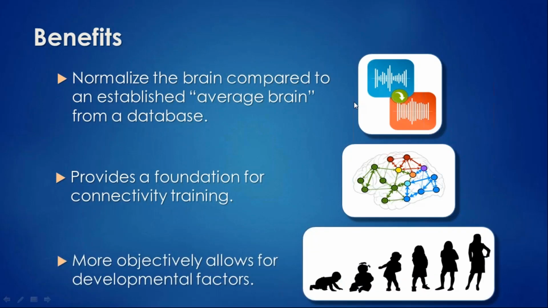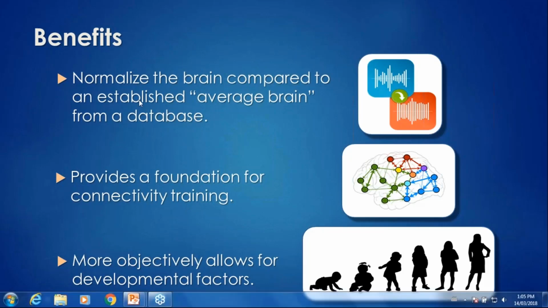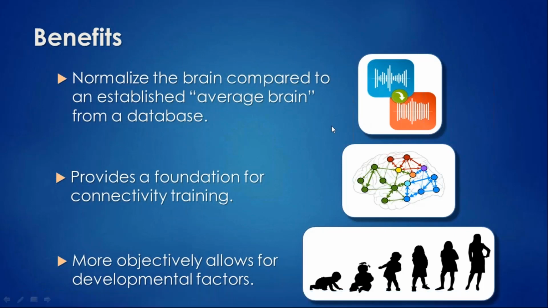Benefits of a normative database is that it also lets us get a better objective perspective on developmental factors. So the brain of a 5-year-old obviously is not the same as the brain of a 30-year-old. And so these databases take this into account because they compare the brain of an individual to someone of an equal age or similar category as them. And so it's really comparing apples to apples as opposed to apples to oranges or something like that. As we go along and explore the Z-Score suite and the database we use, you're going to understand how this makes a little bit more sense.